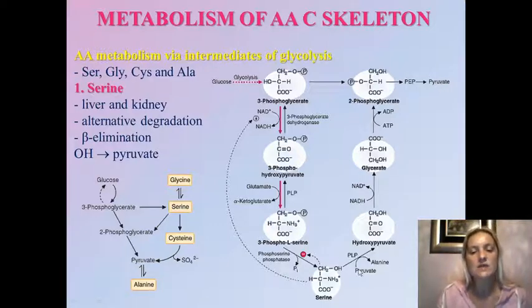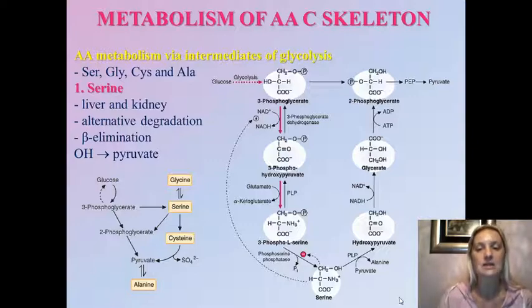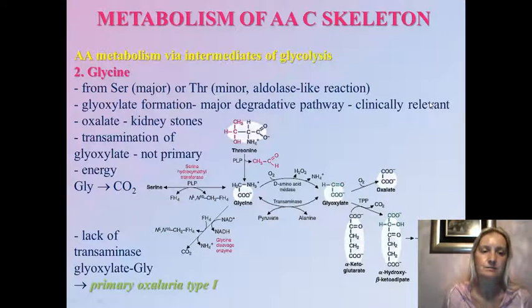Of course, there is one alternative pathway of serine degradation, which is the beta elimination of the hydroxyl group to form pyruvate directly. So not via these intermediates, but directly to pyruvate.